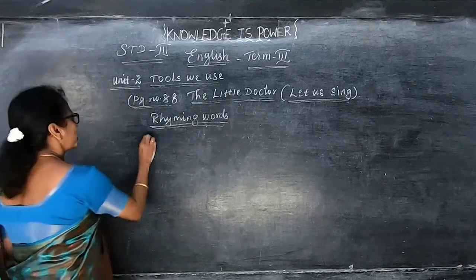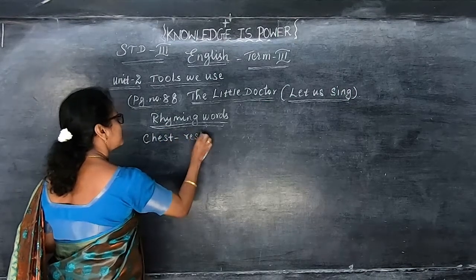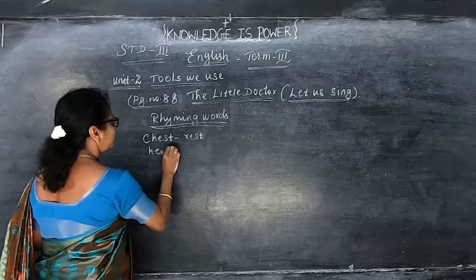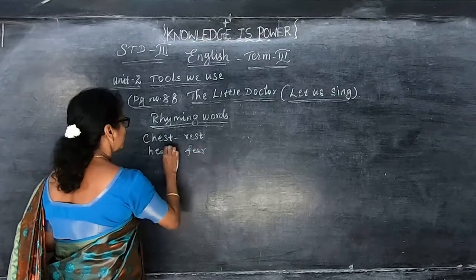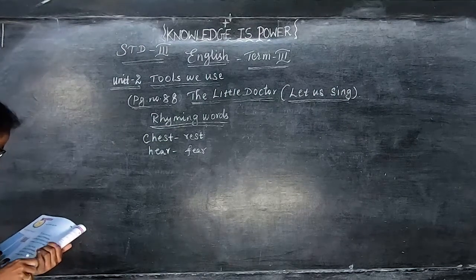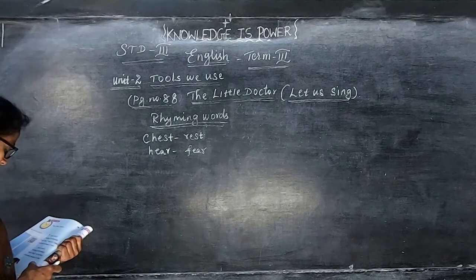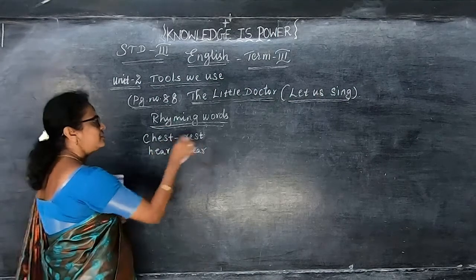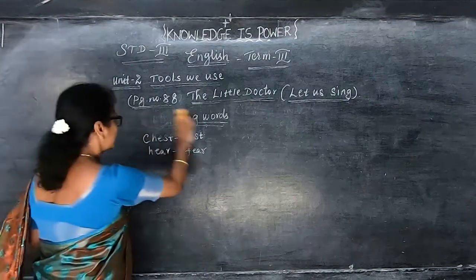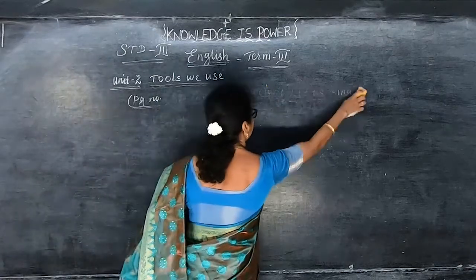Okay. Chest, rest. Chest and rest. Then here only two words are there. Here and fear. So only two. So chest, rest, here, fear. So these 8 lines we have to memorize this poem for the next class, children. And now we will move on to the next one.